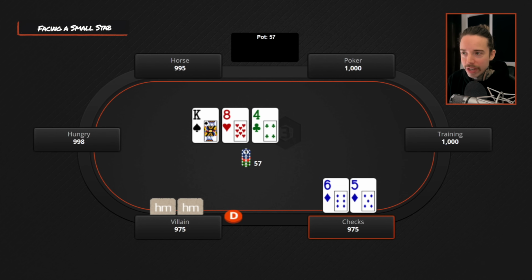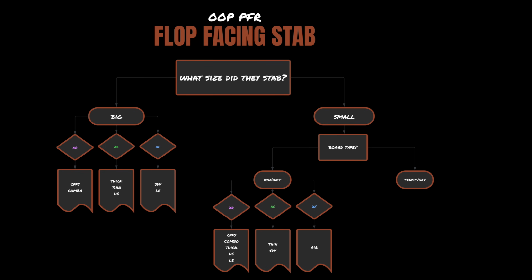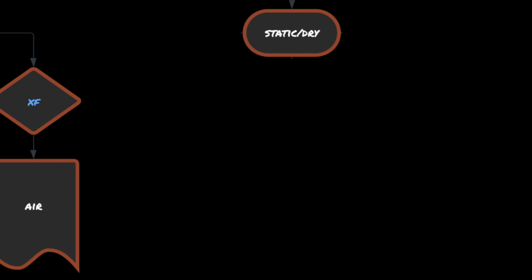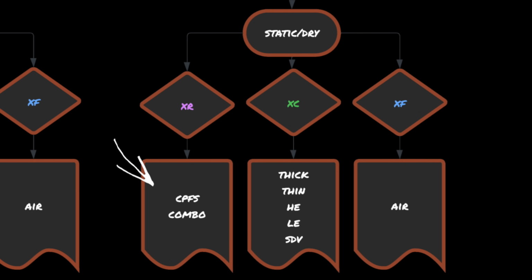Back to the board, we check, and now our opponent stabs small. So now back to our flop facing a stab flow chart. Our opponent has stabbed small. What is the board type? Well, now the board is static and dry. And when the board is static and dry, you see here we're only check raising can play for stacks and combo draws, which is very, very similar to what we do when they stab big.